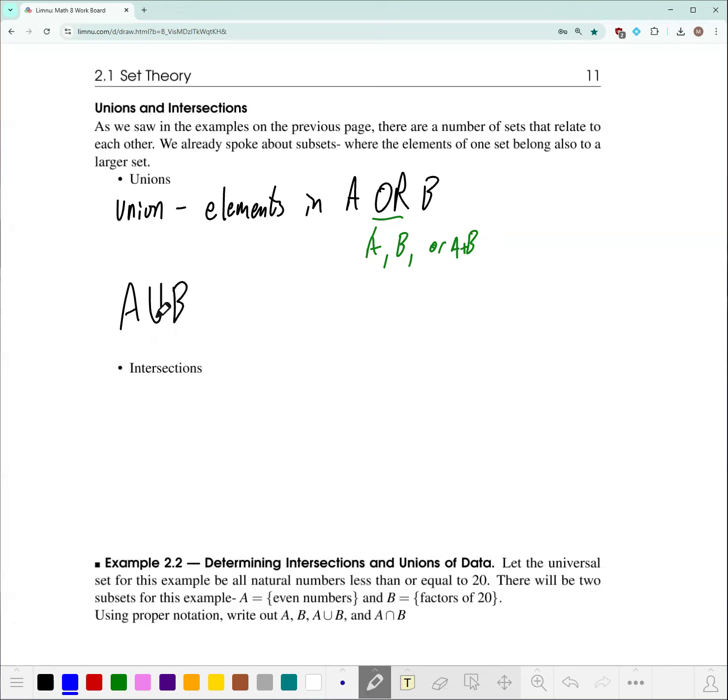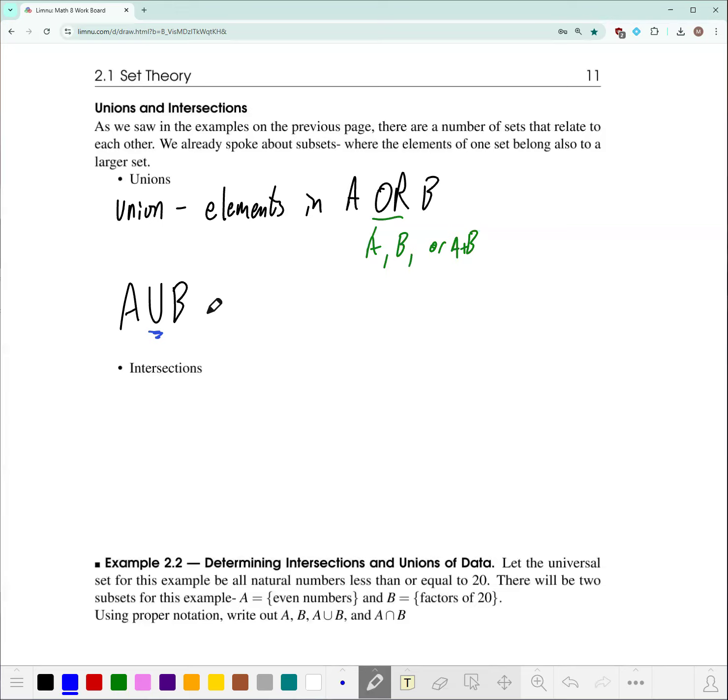So this is a union symbol. I try and make them a little bit thin because otherwise it looks like a U, which it is. But I want to show off that it is something a little more specific.